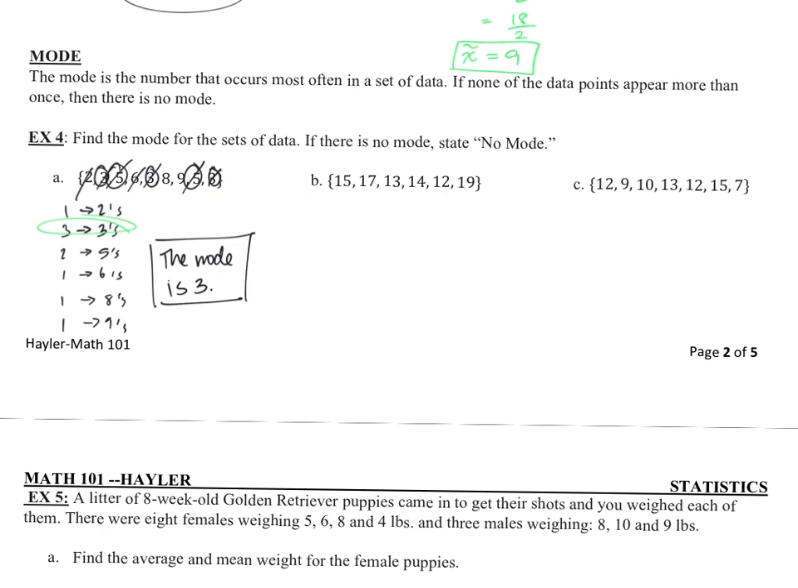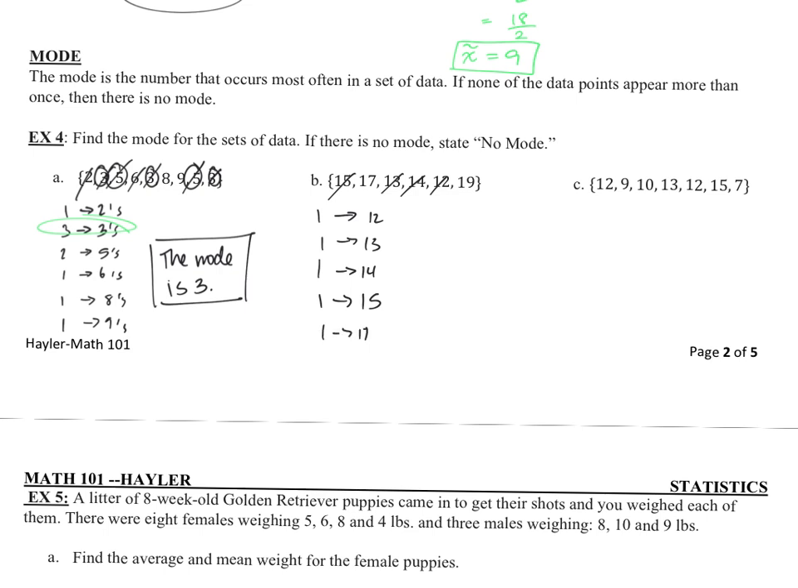Alright, go ahead and pause the video and try to check out what the mode is for B. Okay, so hopefully you've tried to figure that out by yourself. Now let's see. 15, we only have 1. Let me just start with the lowest one, actually. We have 1 twelve. Then we have 1 thirteen. We have 1 fourteen. We have 1 fifteen.